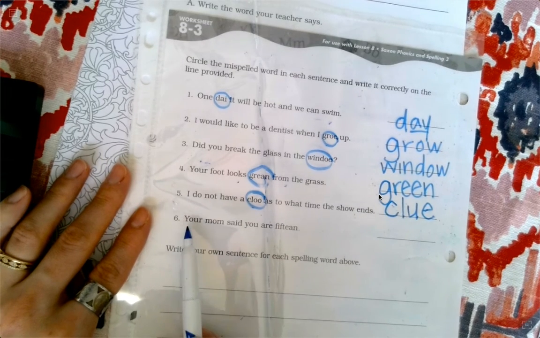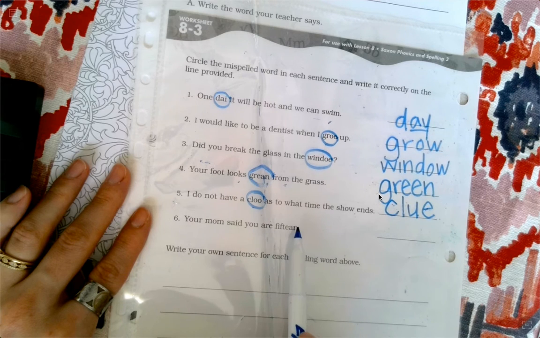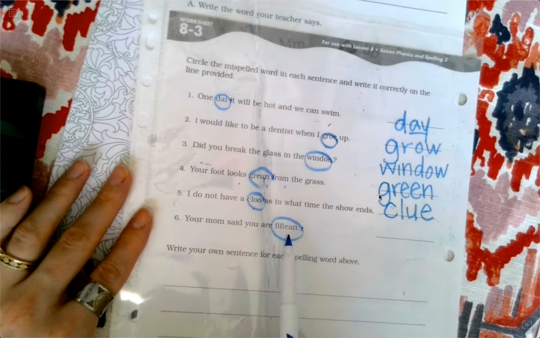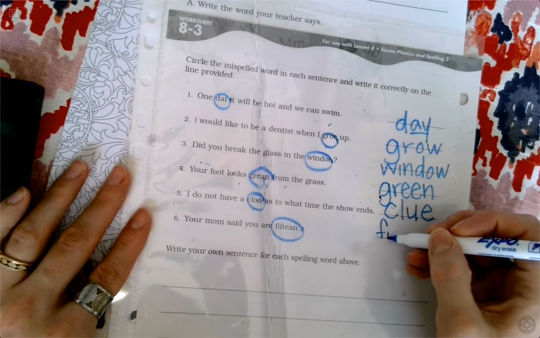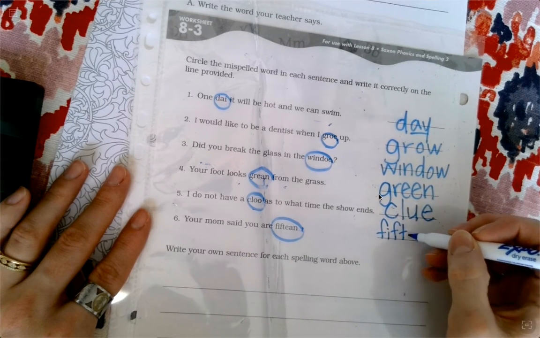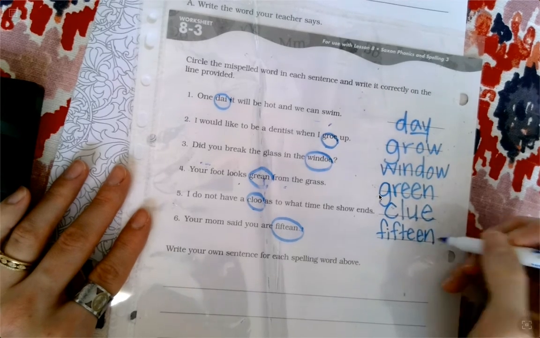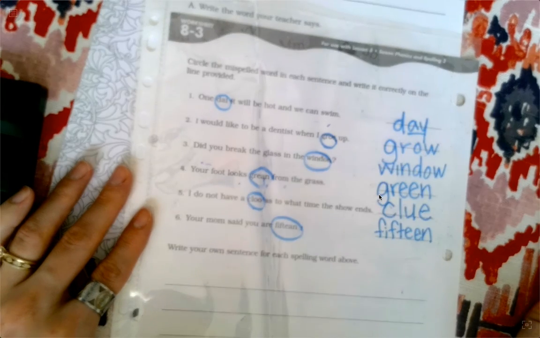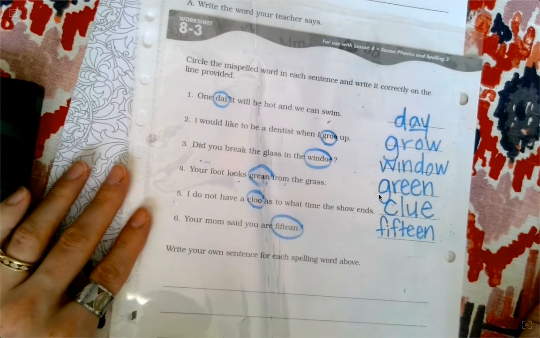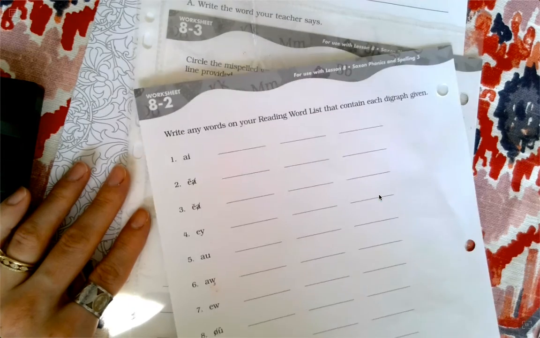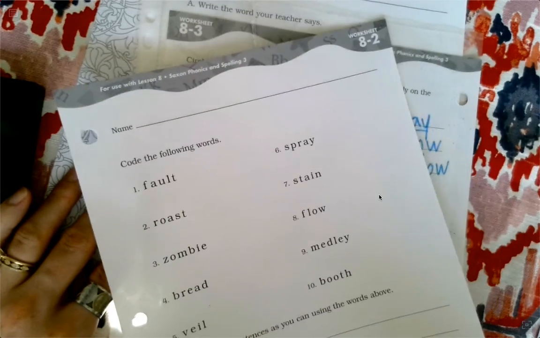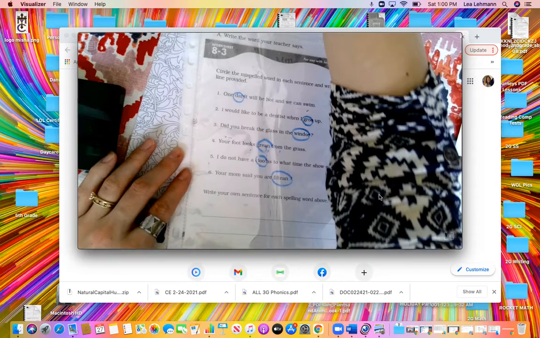Then number 6, your mom said you are 15. So 15, again, is spelled wrong. It can be EA, but teen is EE. So we have 15. Okay. All right, this one will not be homework, just your 8.2 will be your homework. Okay? All right, good job.